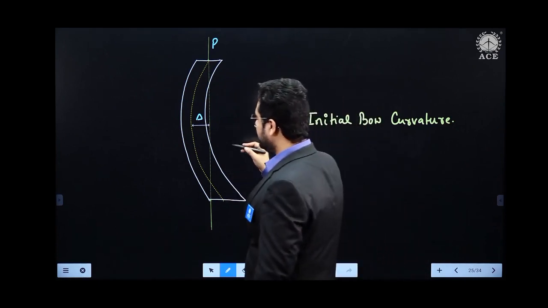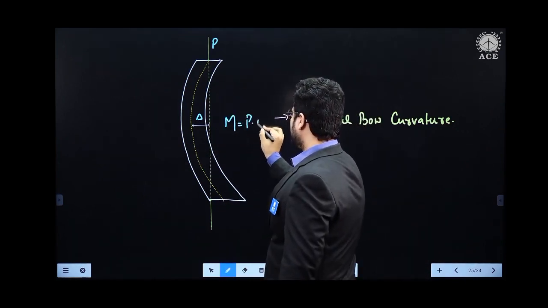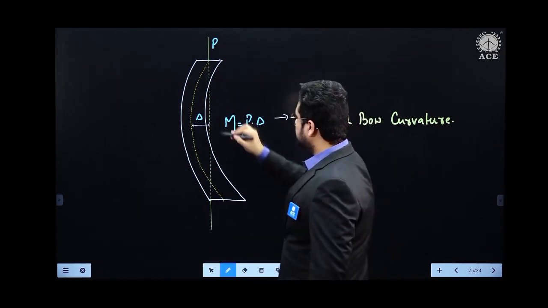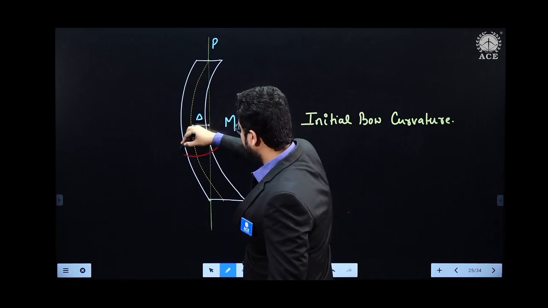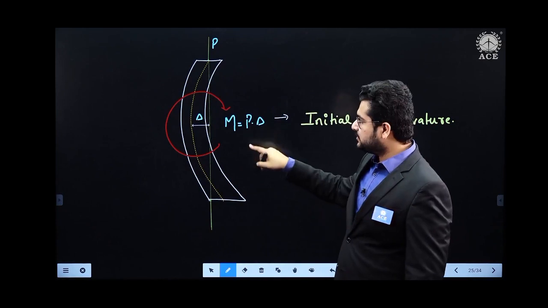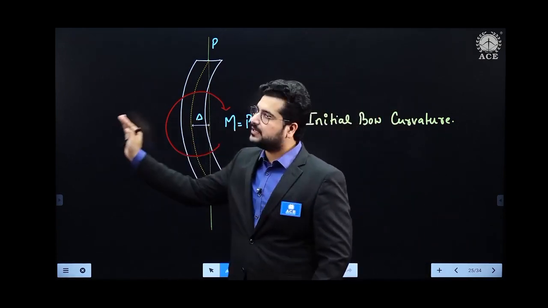There will be a moment generated equal to how much? M is equal to P into delta. So a moment would be generated like this. You can say a moment will be generated, M equals P into delta. Now this moment will lead to more increase in the curvature.